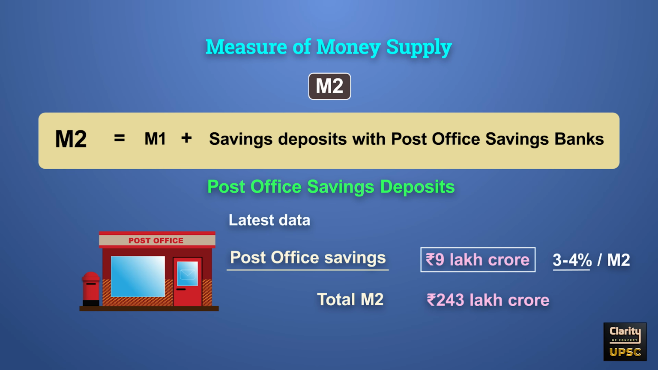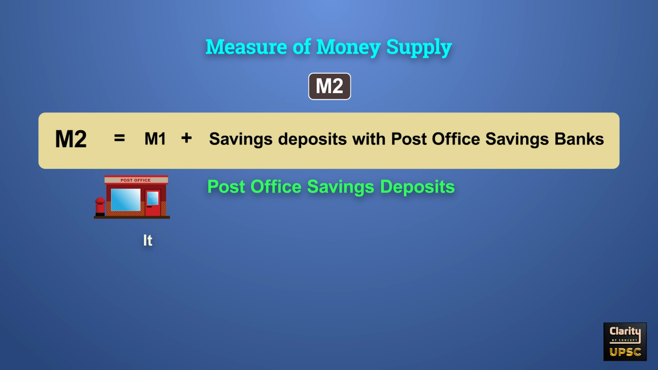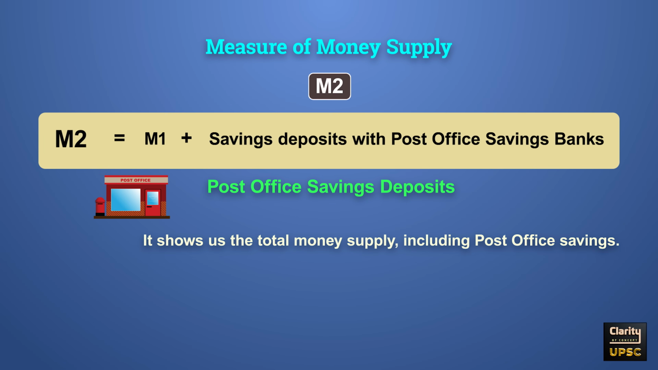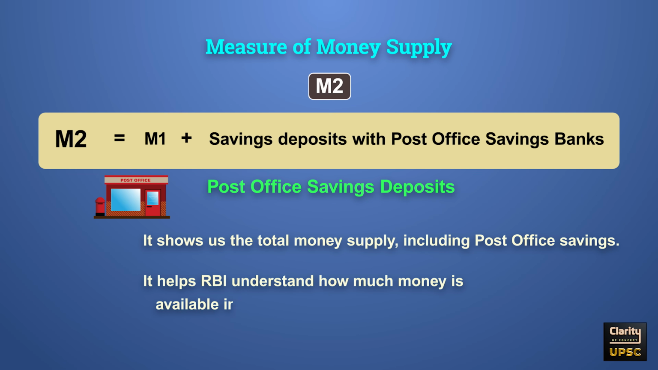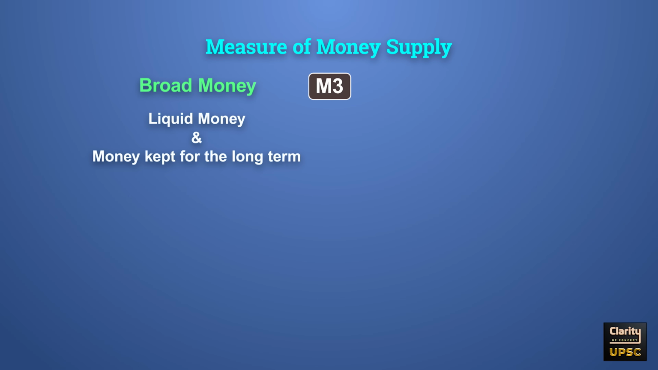This is why we measure M2. It shows us the total money supply including post office savings. It helps RBI understand how much money is available in both banks and post offices. Now let us look at M3. M3 is called broad money. It is called broad because it includes both liquid money and money kept for the long term. Now let us see its formula.